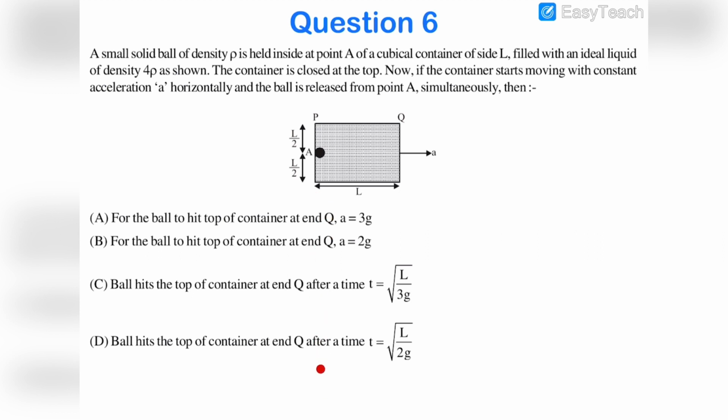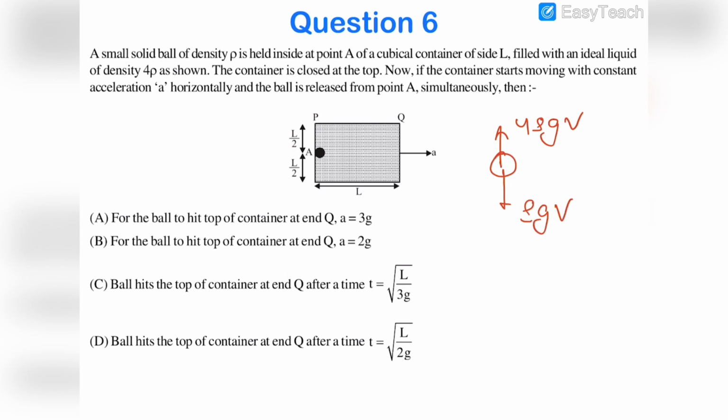Now all the 4 options say that this ball will strike the point Q. So we have to examine this fact. So let us draw the free body diagram of the ball. We know that due to pressure difference, a force will be applicable on the ball which is called buoyancy, and buoyancy will be 4 rho g V, where 4 rho is the density of liquid, g is g, and V is the volume of ball, and mg of the ball would be acting in the downward direction, which is rho g V.